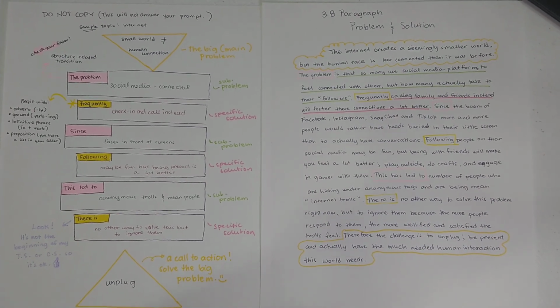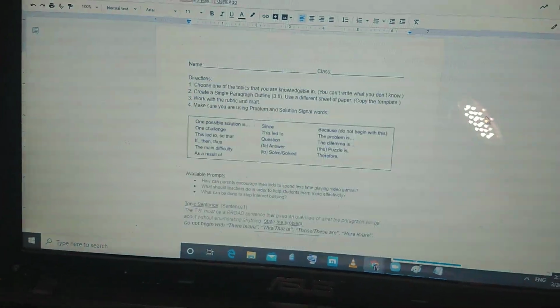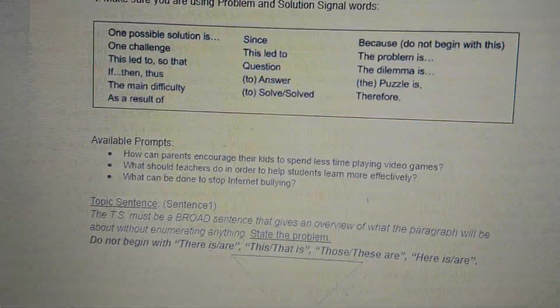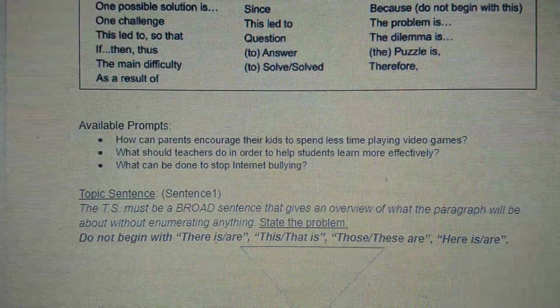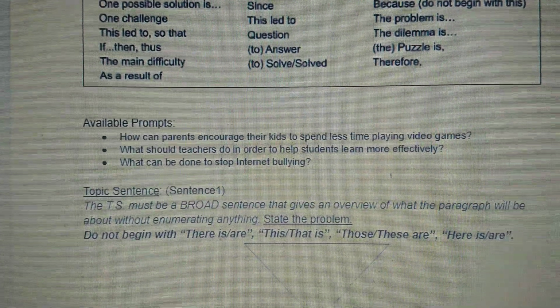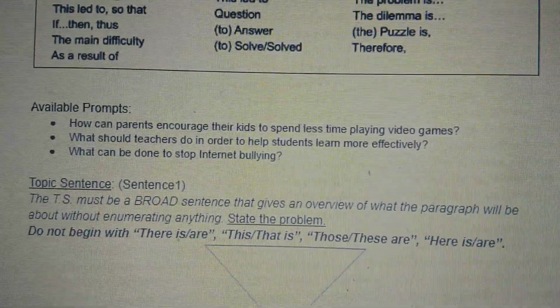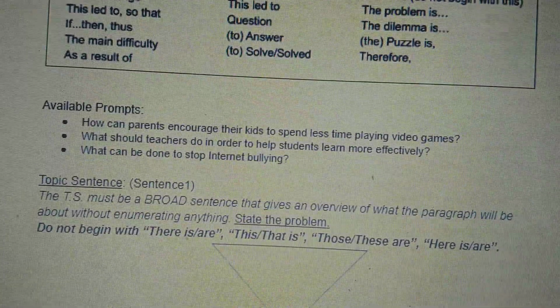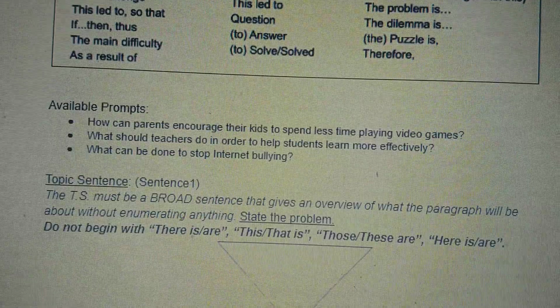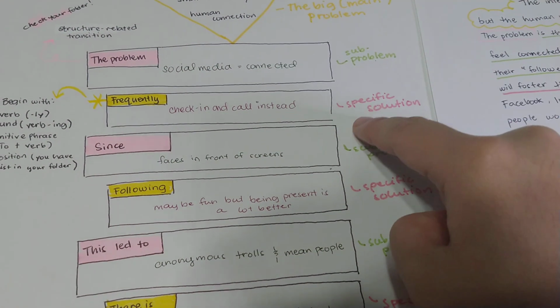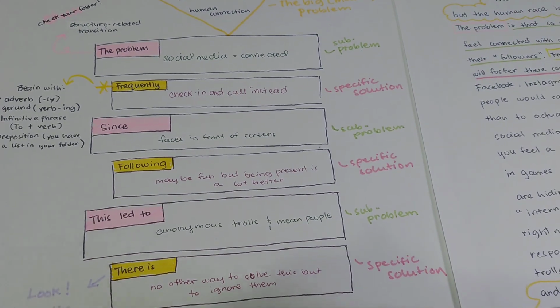The 3 prompts that you were given for this specific assignment are the following: about parents encouraging their kids to spend less time playing video games. You know who knows the answer to those questions? Mom and dad. So ask them, and maybe they can give you your 3 specific solutions already. So that would be great.